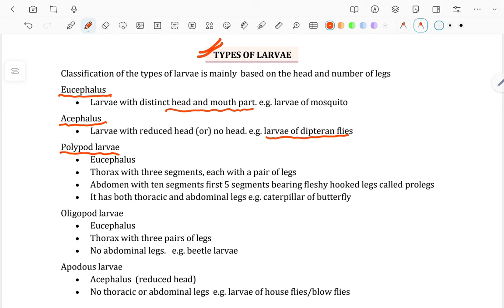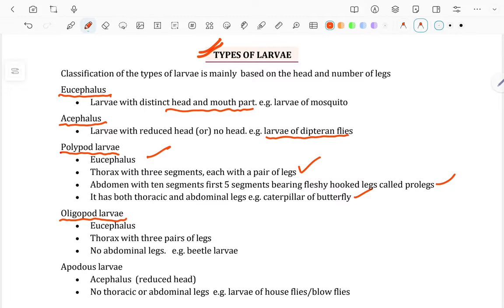Polypod larvae, eucephalous. Thorax with 3 segments, each with a pair of legs. Abdomen with 10 segments, first 5 segments bearing fleshy hooked legs called prolegs. It has both thoracic and abdominal legs. Example, caterpillar of butterfly.